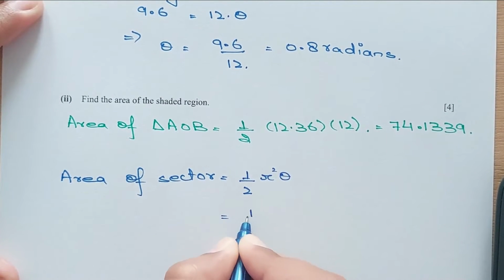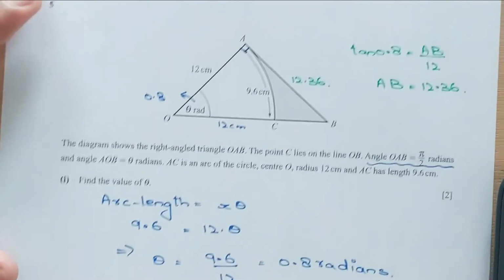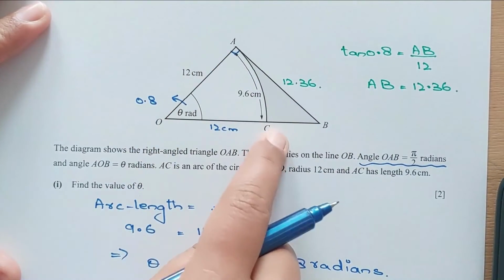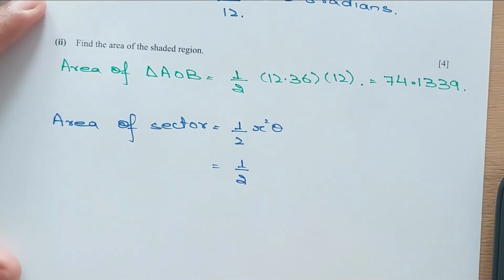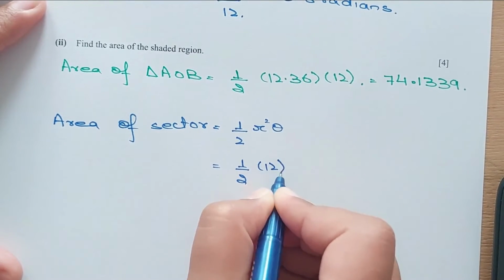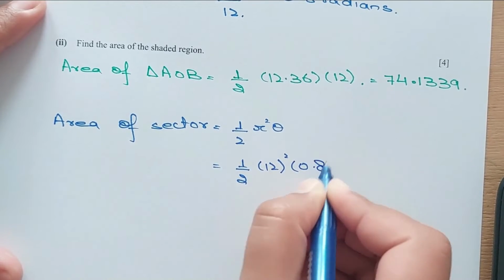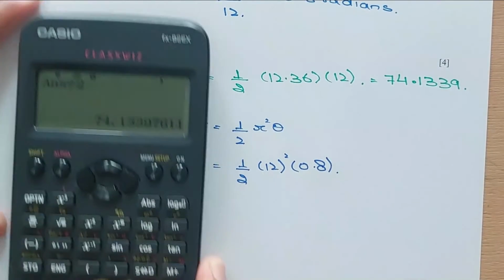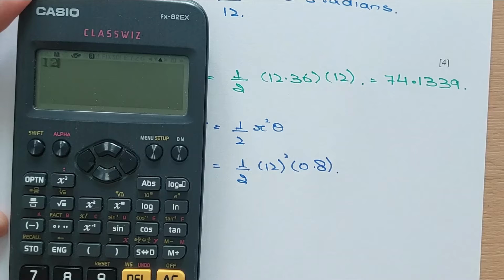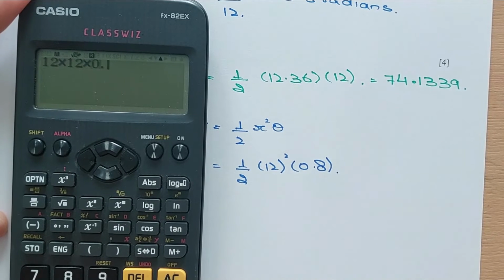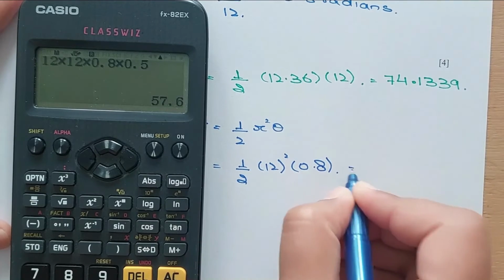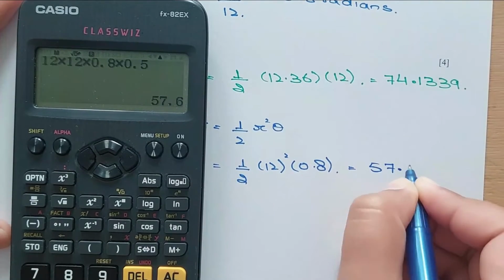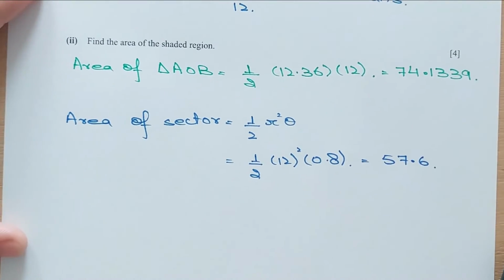So we have half, radius we have given for this sector OAC. This radius is 12 and theta is 0.8, right? So 12 square times 0.8, right? Let me simplify this. 12 times 12 times 0.8 times 0.5. We have 57.6, right?